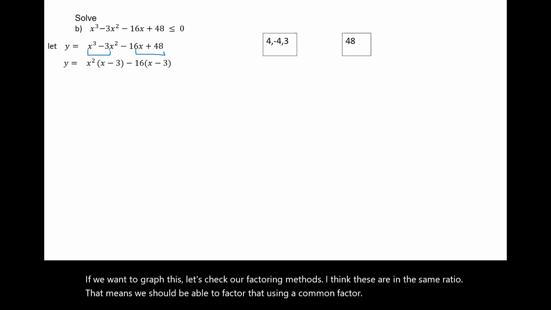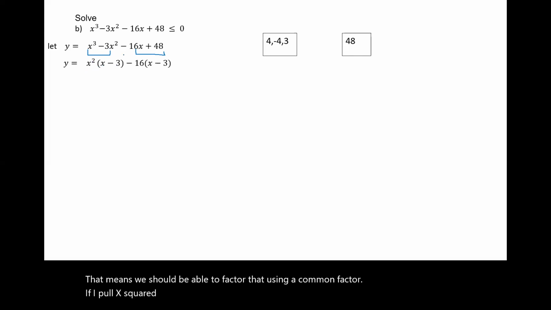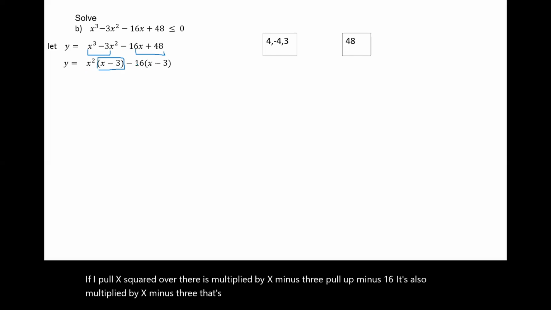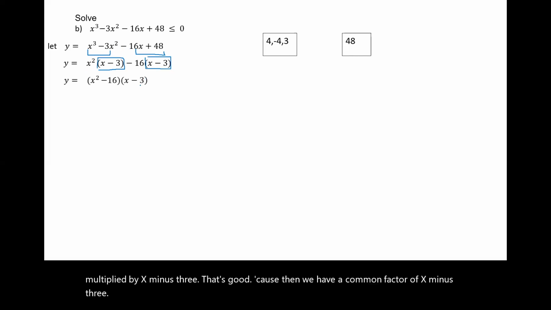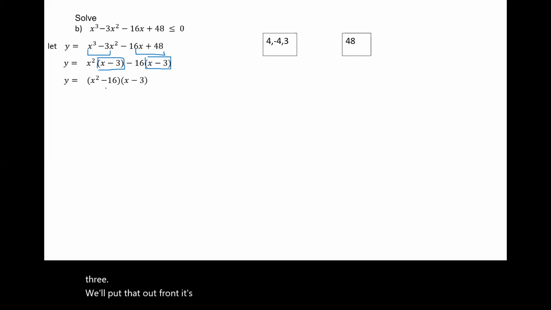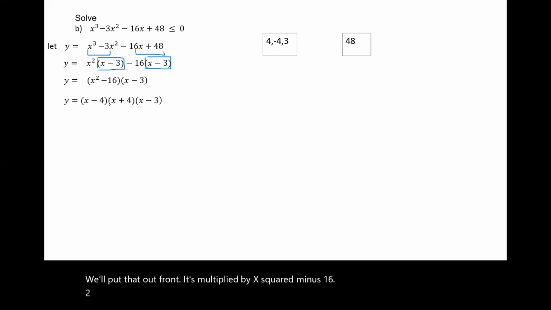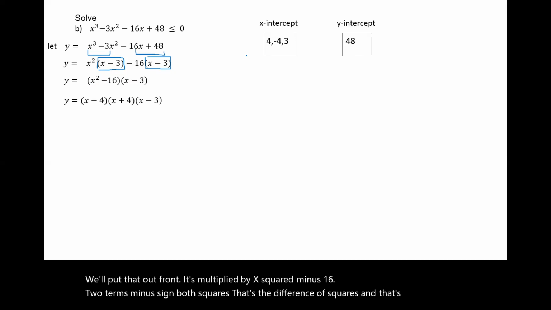If I pull x squared out of there, it's multiplied by x minus 3. Pull out minus 16, it's also multiplied by x minus 3. That's good, because then we have a common factor of x minus 3. We'll put that out front. It's multiplied by x squared minus 16. Two terms, minus sign, both squares. That's the difference of squares. And that's where those x-intercepts and y-intercepts came from.